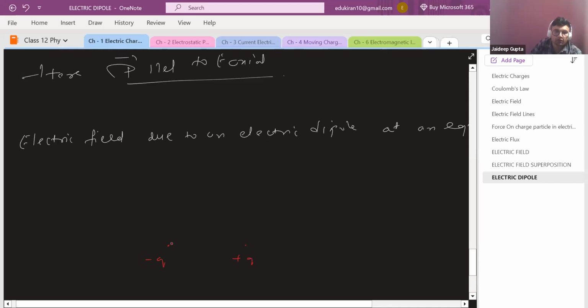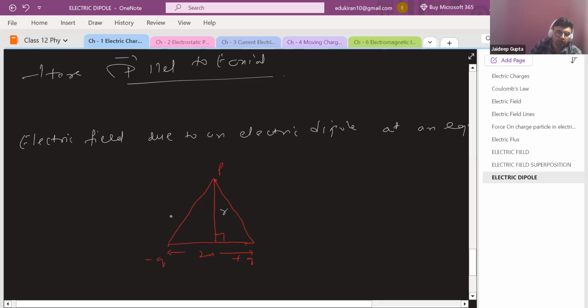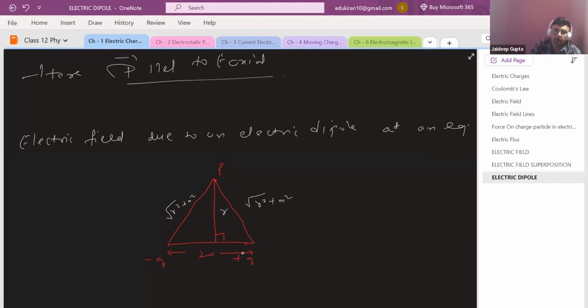Let it be an electric dipole separated by a small distance. We have to calculate the electric field at point P, an equatorial point, perpendicular to the dipole axis. The distance between the two charges is 2a. Let it be r, so it will be r square plus a square, again r square plus a square. Then just let me know, due to this positive charge, what is the direction of electric field at point P, along BP or PV?